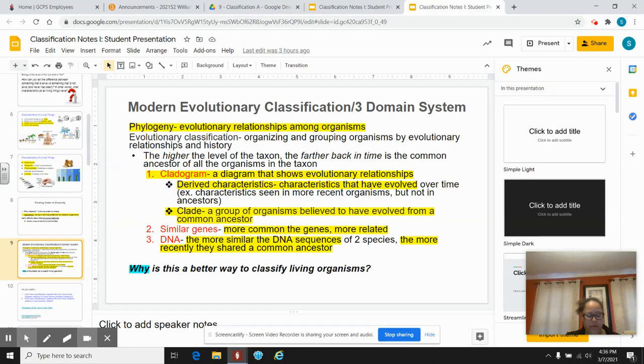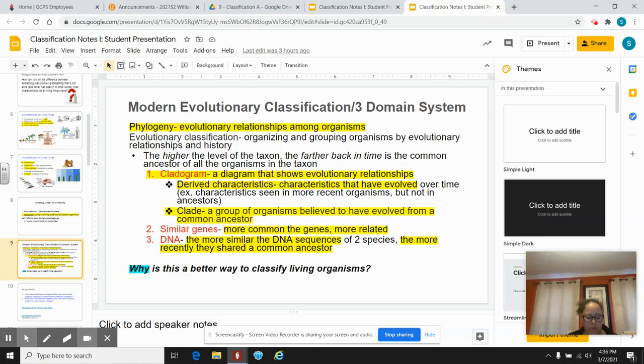So we are going to start on the modern evolutionary classification system, which is a 3-domain system. So how do we focus on evolutionary relationships, or phylogeny? That's this word up here. That is the study of evolutionary relationships among organisms.